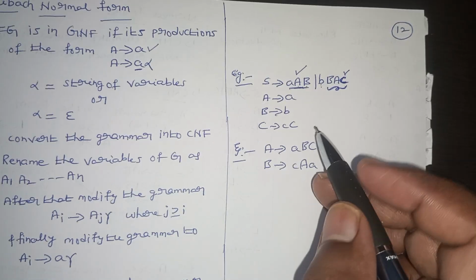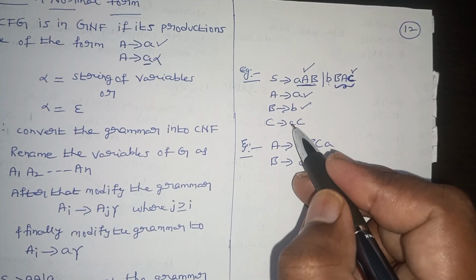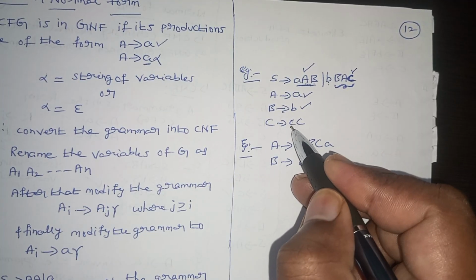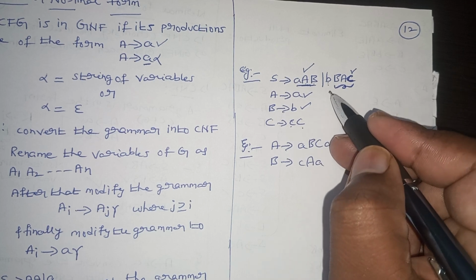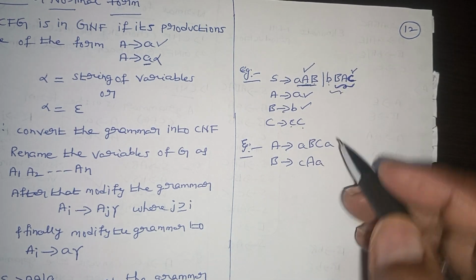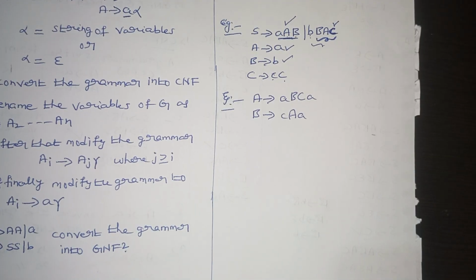Now A tends to this, which is in the GNF. Now again, what about this small c followed by capital C? It is in the GNF. But because of this, the grammar is not in the GNF. Now take one more example.